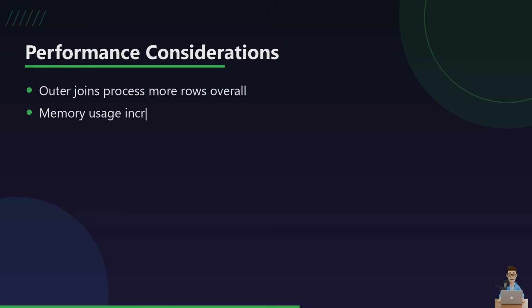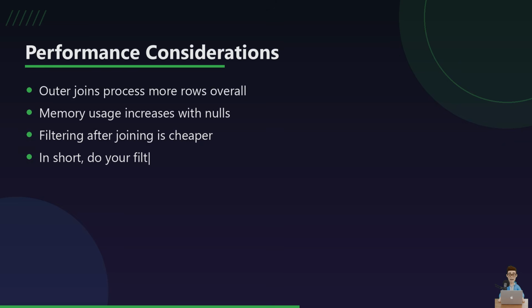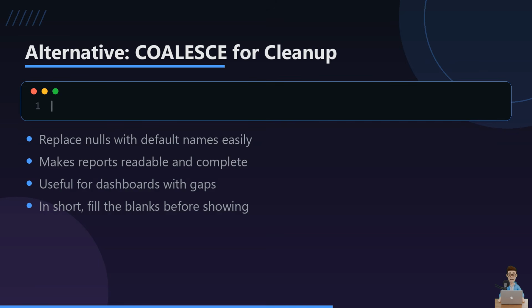Sometimes people think outer joins are slower. They scan more data because they keep non-matches. But here's the trick. It's better to run the expensive join first, then filter in a separate step. Instead of leaving nulls floating around, you can use a function to replace them. This makes your reports look clean and complete without hiding the fact that a match was missing.